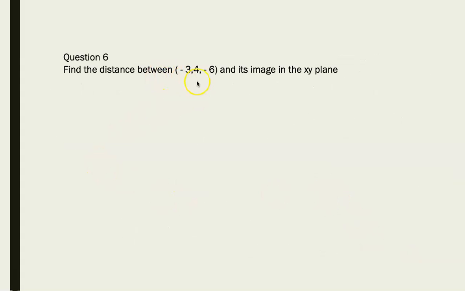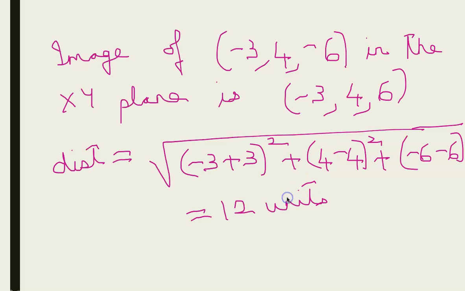Find the distance between -3, 4, -6 and its image in the xy plane. Image of -3, 4, -6 in the xy plane, the z coordinate changes. So it is -3, 4, 6. And distance will be root of -3 plus 3 the whole squared plus 4 minus 4 the whole squared plus -6 minus 6 the whole squared, that is 12 units.